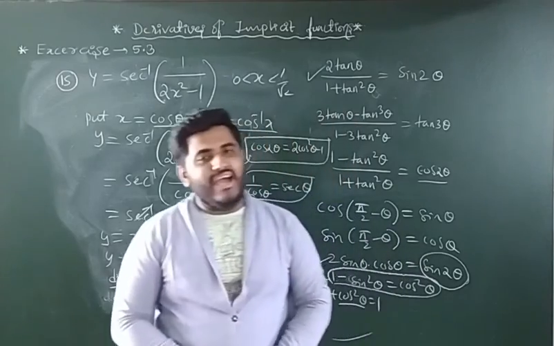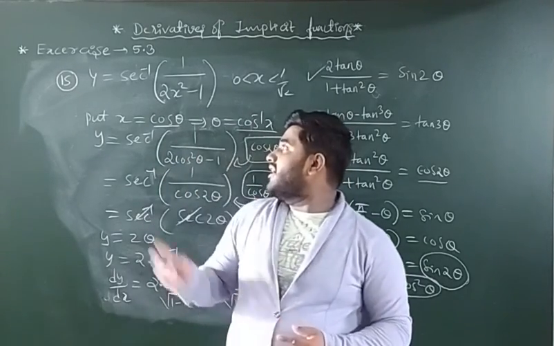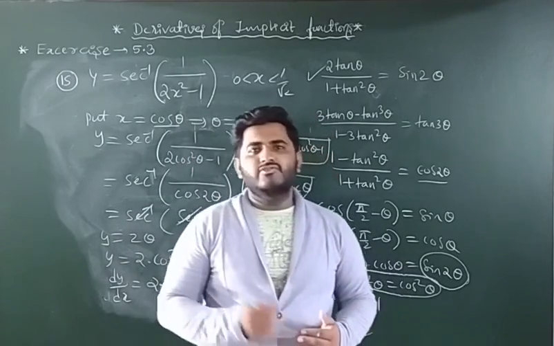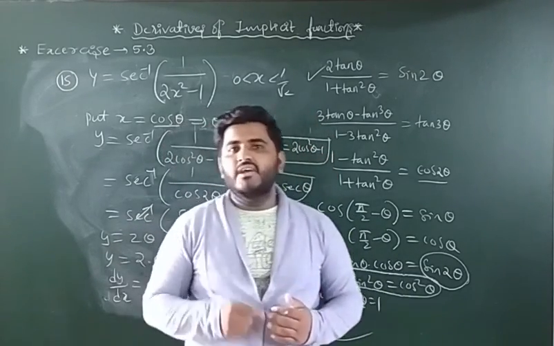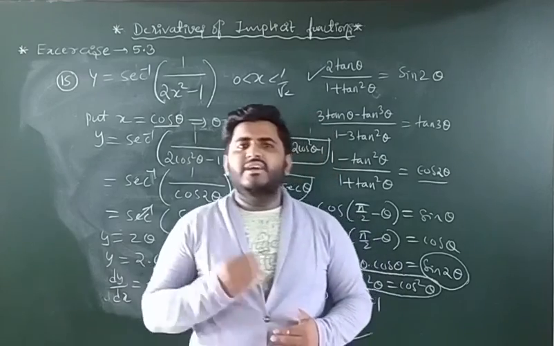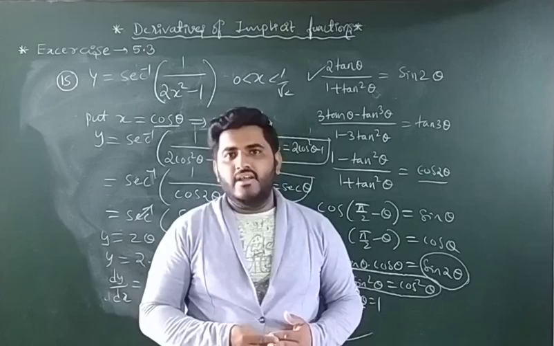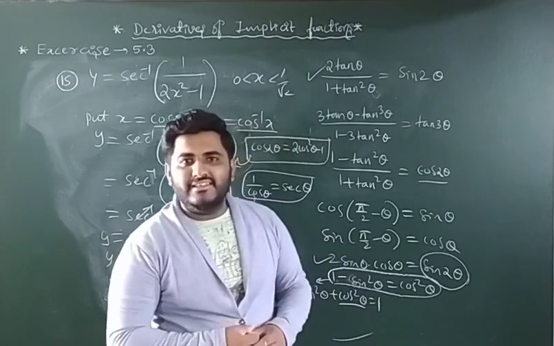I hope you got the entire examples. Out of 15 examples, I think 7 to 8 examples are by the substitution method. The remaining examples we have solved directly. So whenever an implicit function comes, try to simplify the function first, then you go for the derivatives. I hope you understood. So this is regarding this session, guys.